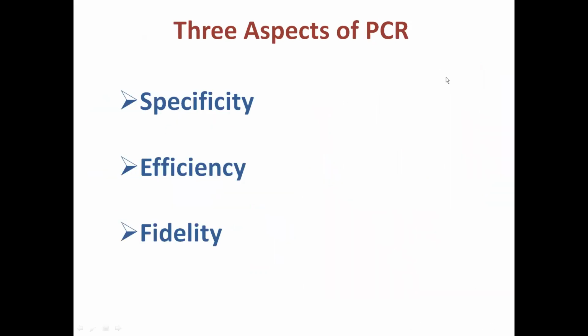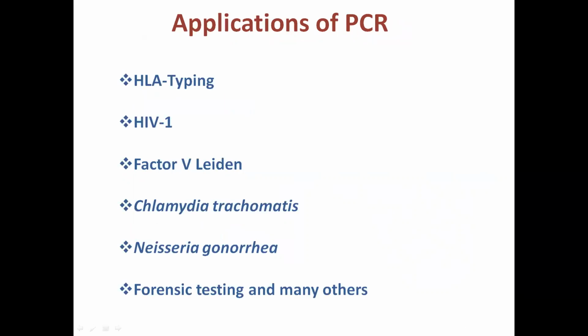Then what is the importance of the PCR? It is highly specific, highly efficient, and it has fidelity, so there is no error. When the size is less than 1.5 kb, we use Taq polymerase. When the size is more than 1.5 kb, up to 3.5 kb, we use the Pfu polymerase. So depending on the size of the amplicon, we change the DNA polymerase. That is based on the fidelity, meaning how much it can polymerize without any error.